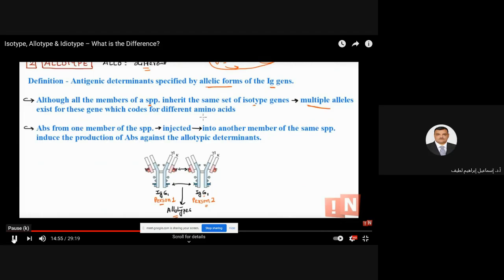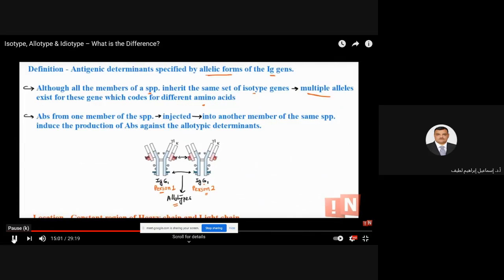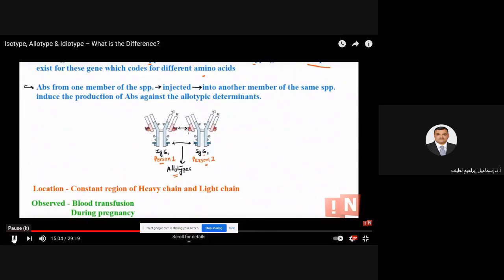So they will have different amino acids. From one person to another person, the allele will be different. So those regions are called allotypes. It can vary among the same species. So how can you produce allotypic antibodies? If I take antibody from one member of a species and inject it into another member of the same species, if I take antibody from you and inject it into my body, what will happen? My body will produce antibodies against this particular allotype, because it is something new for my body.